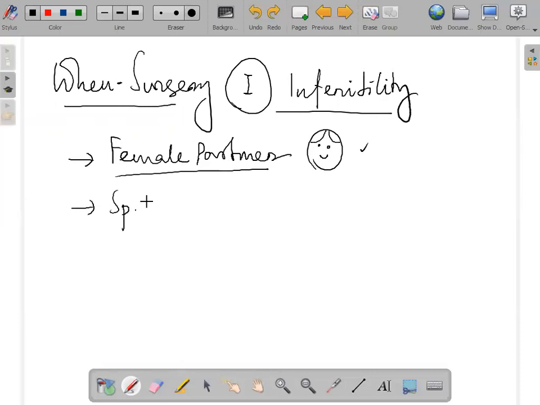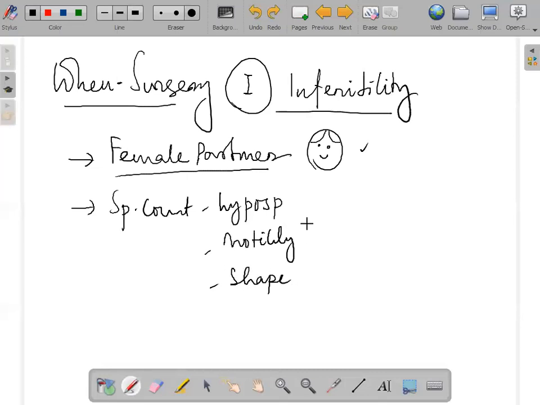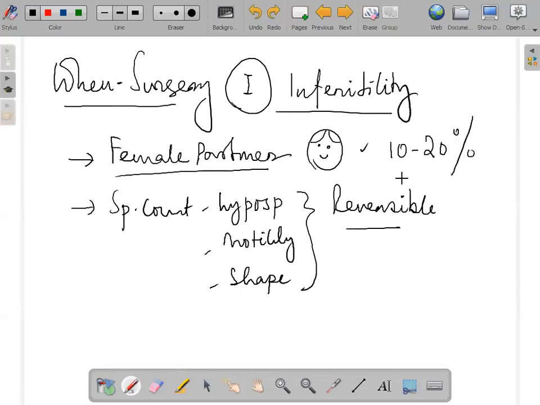The sperm count shows features of hypospermia, not aspermia. The motility and the shape of the sperm have changed. So remember that it, again, as I've said, is a reversible cause of infertility. Remember that around 10 to 20% of people who have this will not get their fertility back.